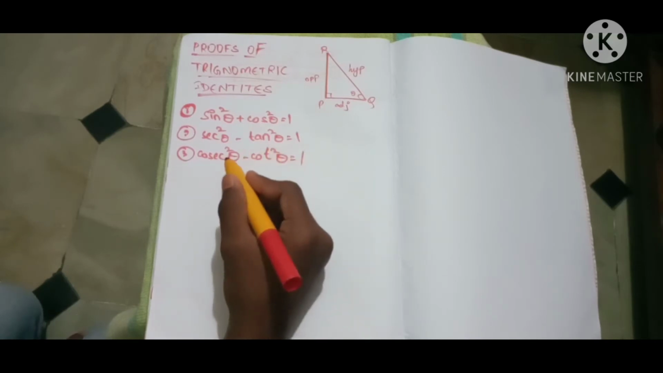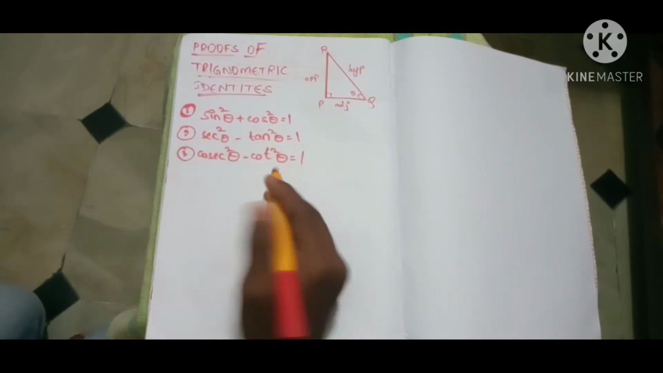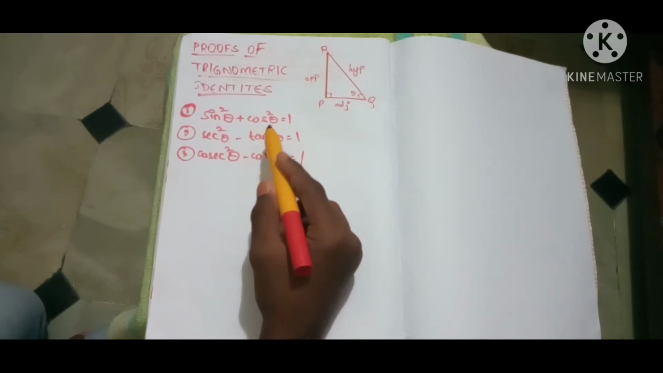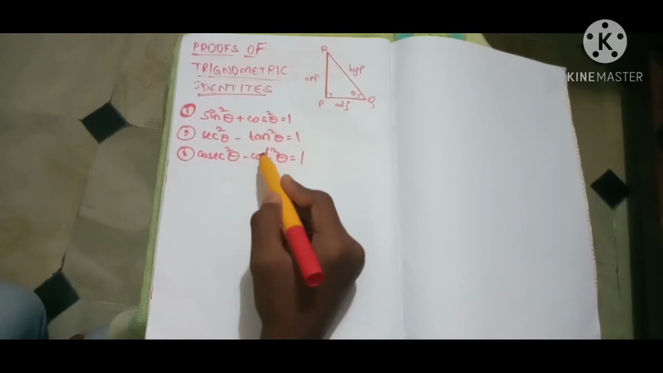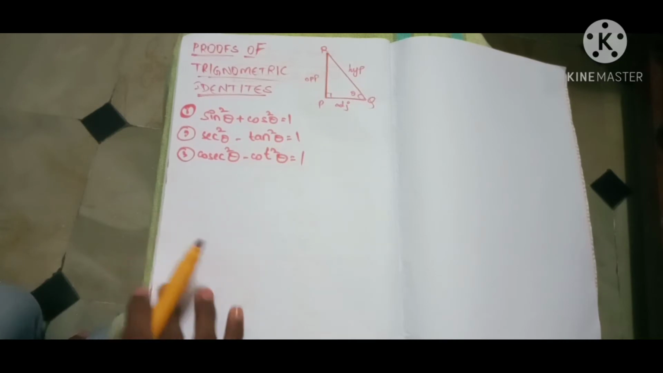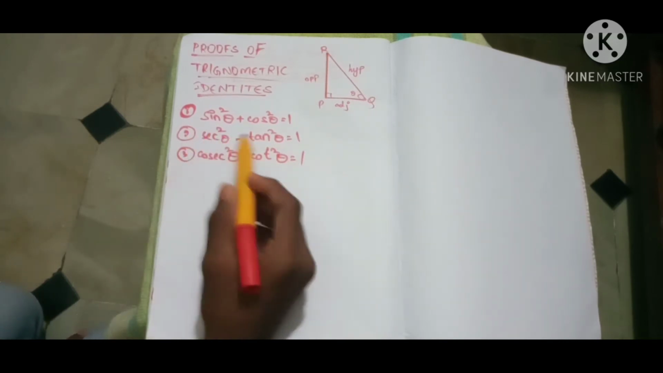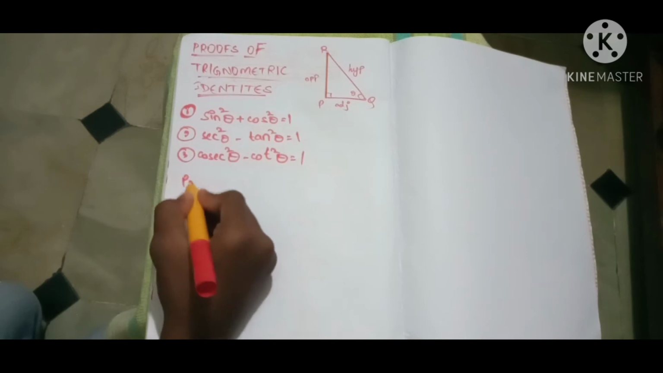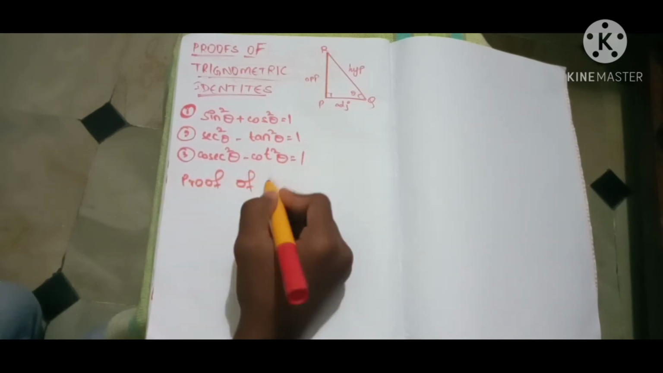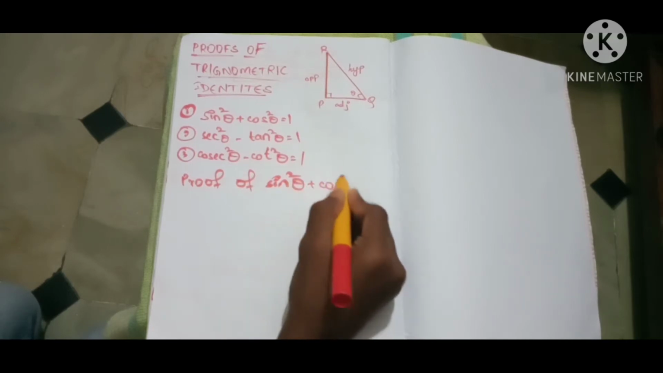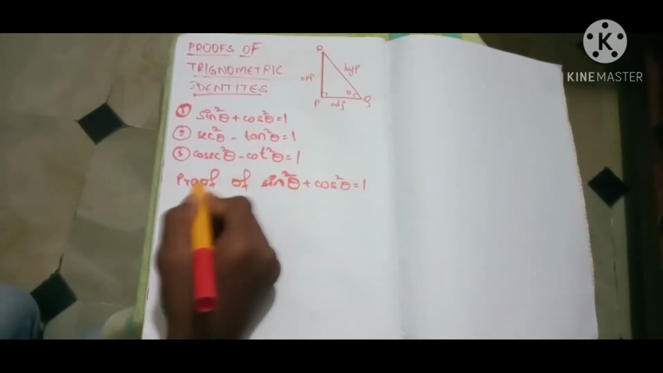This is the third identity. Now we are going to see how these identities are obtained, and we are seeing the proofs of these identities. These are main identities in the SSC examination. We are now taking the proof of the first one: proof of sin square theta plus cos square theta is equal to 1.